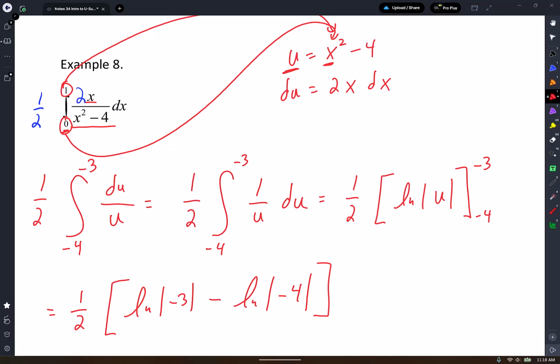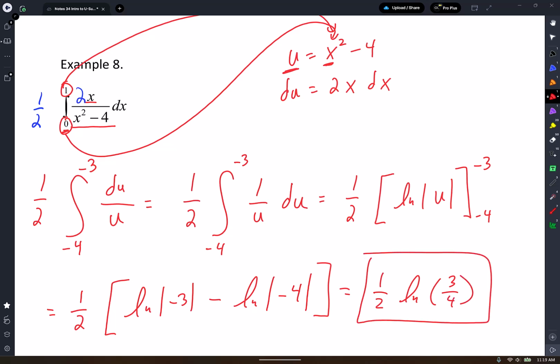Are we still all right? Absolute value of negative 3 is just 3, absolute value of negative 4 is just 4, so what's ln of 3 minus ln of 4? If you want to reduce it to one ln, it's ln of 3 over 4. So 1/2 ln of 3 over 4, because whenever you subtract logs, it's divided. Yes.